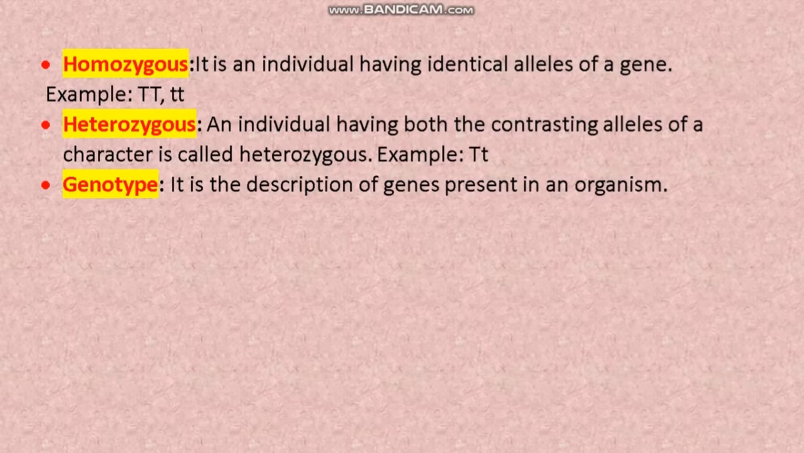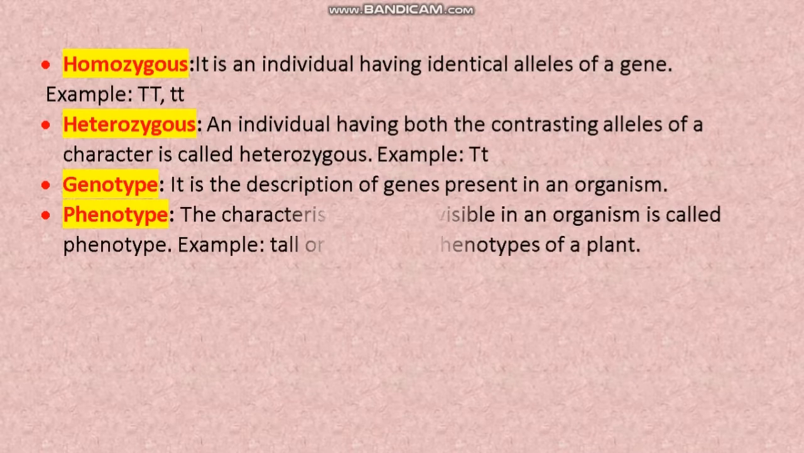Genotype: it is a description of genes present in an organism. Phenotype: the characteristic which is visible in an organism is called phenotype. Example: tall or dwarf are phenotypes of a plant.